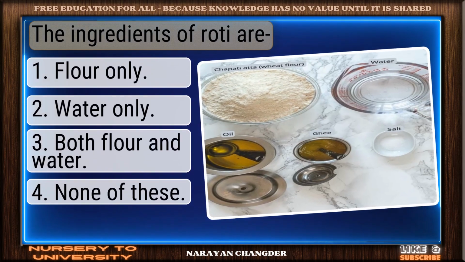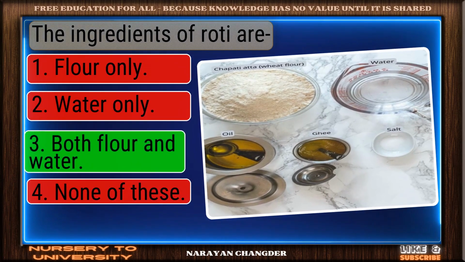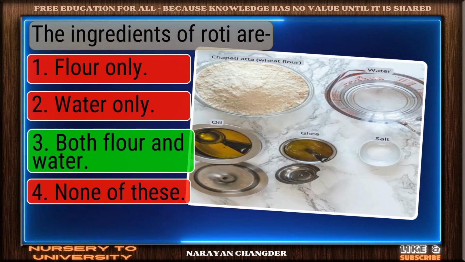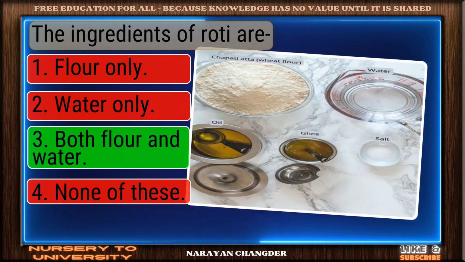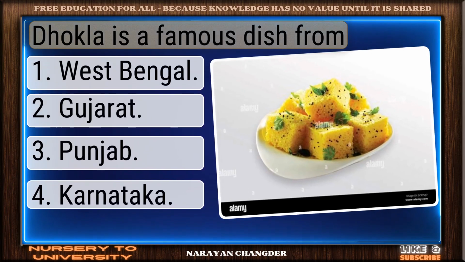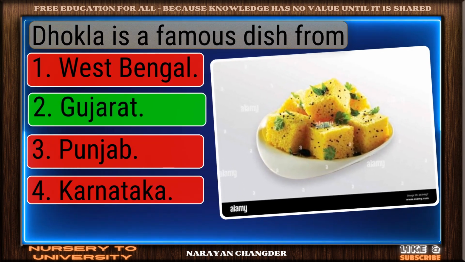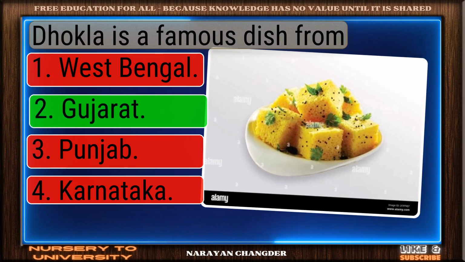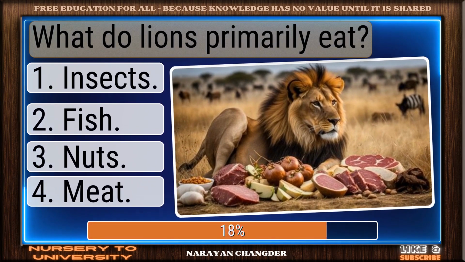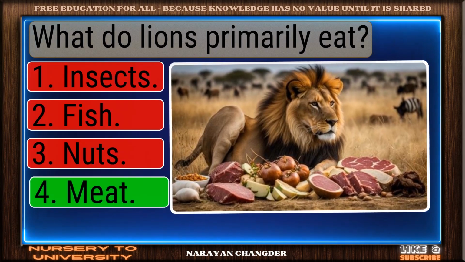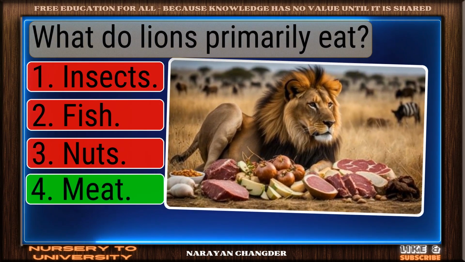The ingredients of roti are clear logic. Your choice, both flour and water, is sound and 100% true. Dokla is a famous dish from sharp thinking. Gujarat is the right choice. What do lions primarily eat? Excellent choice. Meat is the right answer.